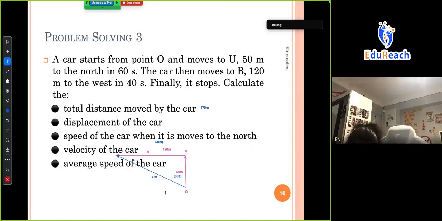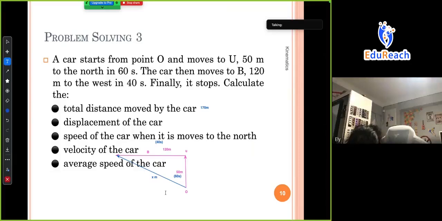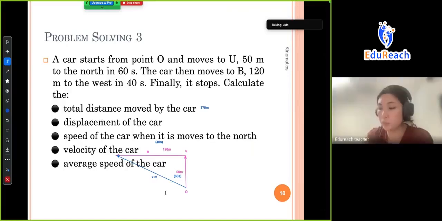Yes, give me a second. We'll just say the equation out loud. 50 squared plus 120 squared equals x squared. Calculating. 130. So this x is 130 meters. 130 meters or cm? Meters. So yes, the displacement of the car is 130 meters.